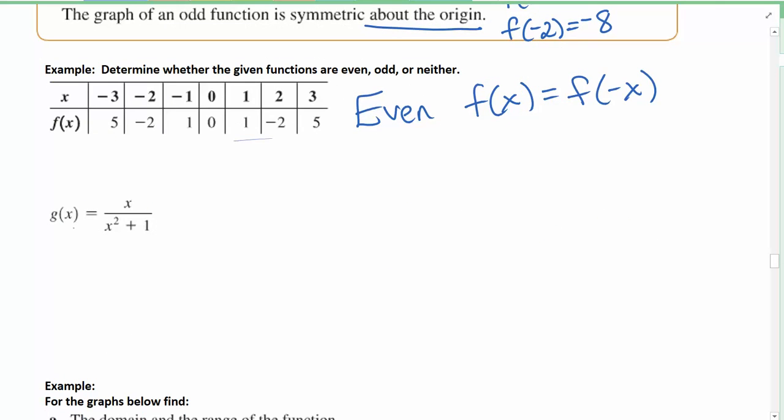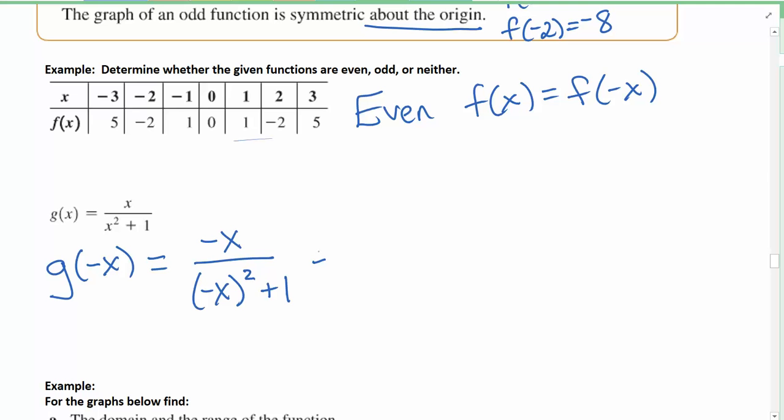You get the same y value when you plug in the negative x, or the opposite of x. Okay, now when it's defined as an equation, as in this example, you're going to have to go ahead and determine it algebraically. What is g of -x? Well, that means plug -x in for x in these problems. So this is going to be -x divided by (-x) squared plus 1.